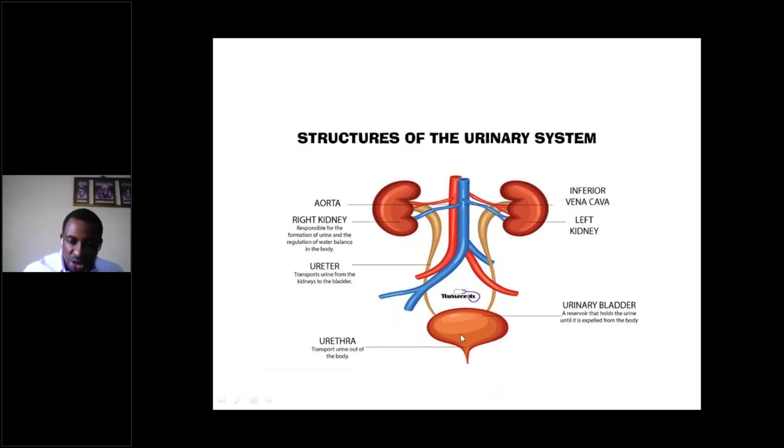So the ureter does the transport, then you get to the urinary bladder, where the urine is stored as a reservoir. Then when you want to remove it, when you are pressed, it now goes through the urethra, through the penis for male or vagina for female, and is expelled from the body.